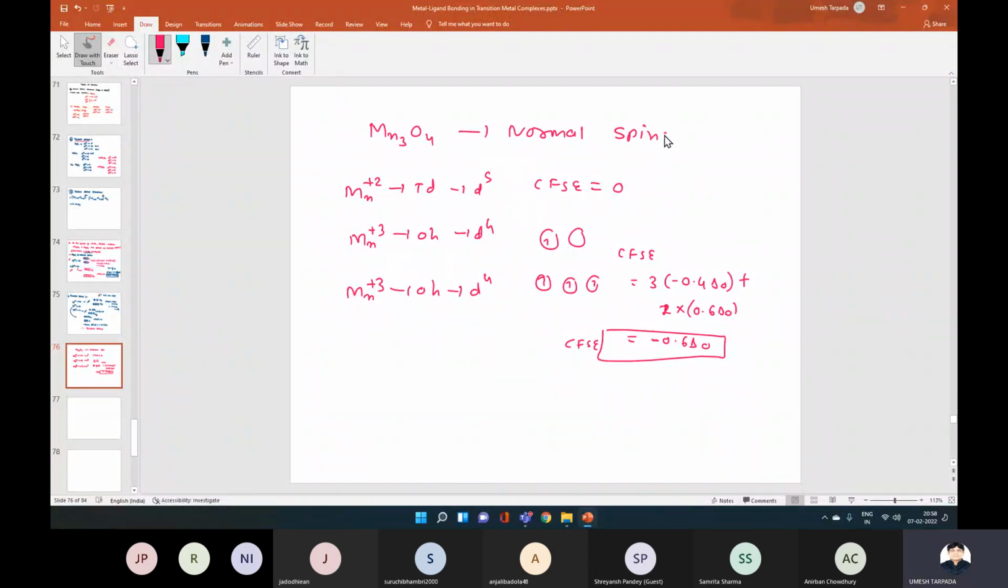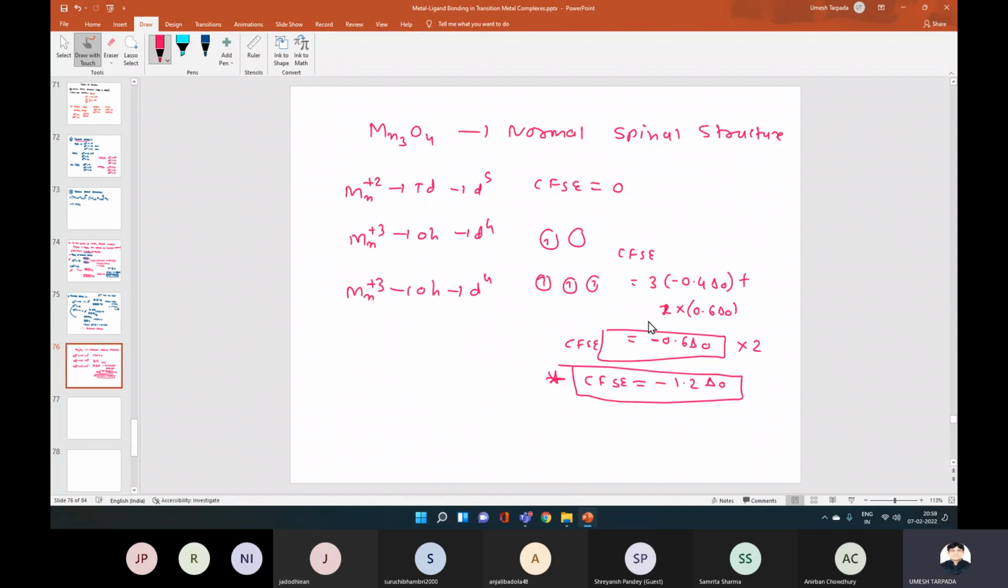Both calculations are possible, and you have to do them. Of course, see, here you multiply it by 2, because 2 such Mn3+ are there, so it's minus 1.2, and this is matched with the given experimental data. So you can prove whether it is normal spinel or inverse spinel. Is it okay? This concept is clear, so we move to the next one. Okay, fine. This is one of the very important concepts.